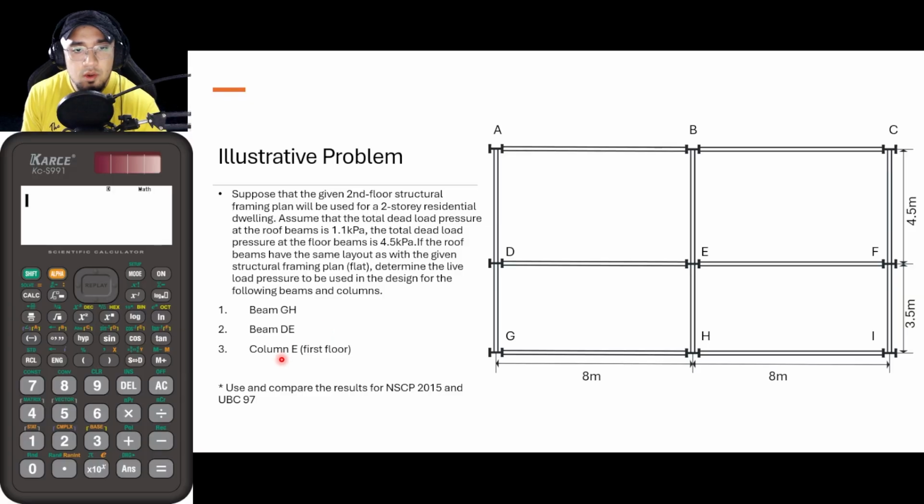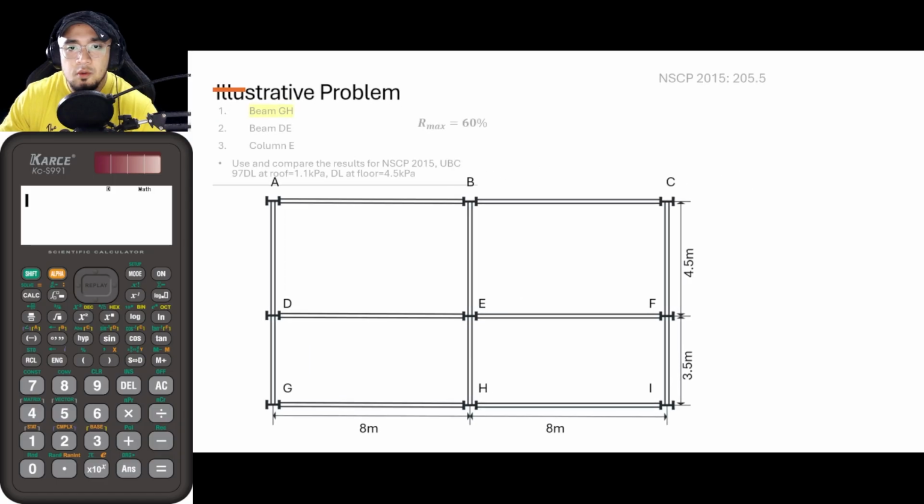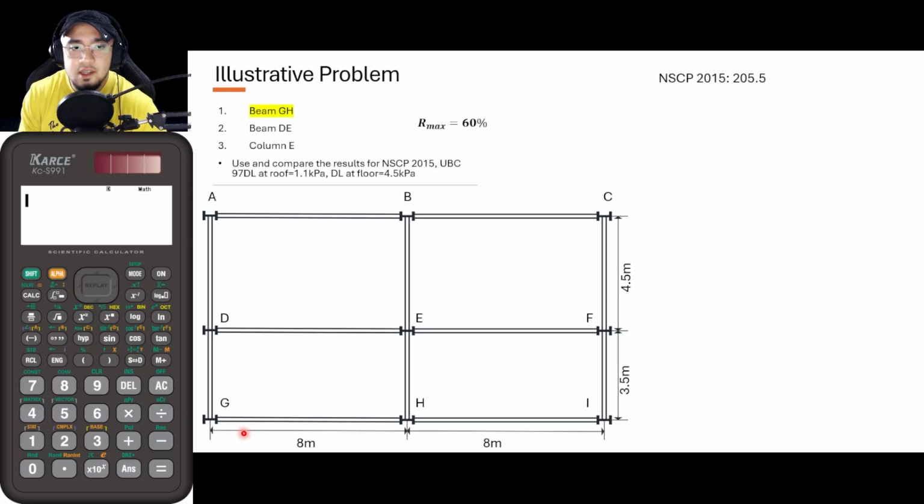After which, we will be comparing the results of NSCP 2015 and UBC 1997 because they have inconsistencies between them. So first things first, let us solve for the live load that we will be using for beam GH. Again, beam GH is this particular beam at the bottom part.